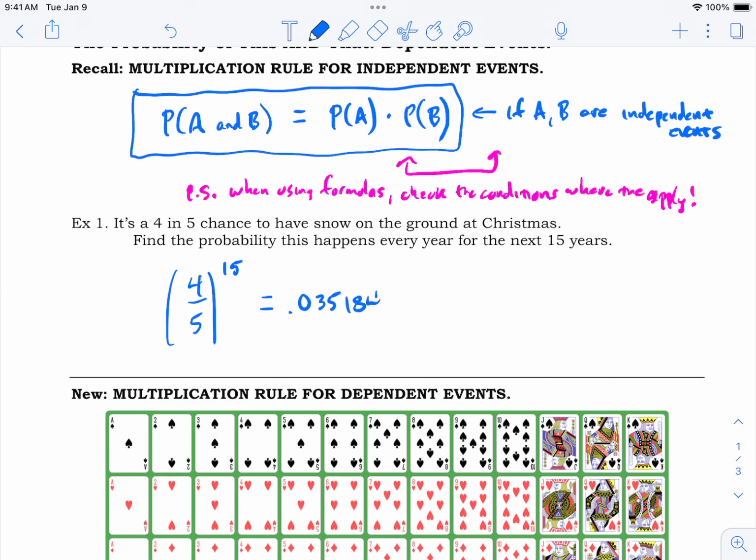0.035184 would be the decimal approximately. And if you move your decimal over 2 places, you'll get just about 3.52% if I round it a little bit more. Something like a 3.52% that it could happen 15 years in a row, which to me doesn't sound like a really bad chance. It's not a good chance, but it's not like saying it's like a 1 in a million. No, it's actually a 3.5% chance. That doesn't sound so bad to me.